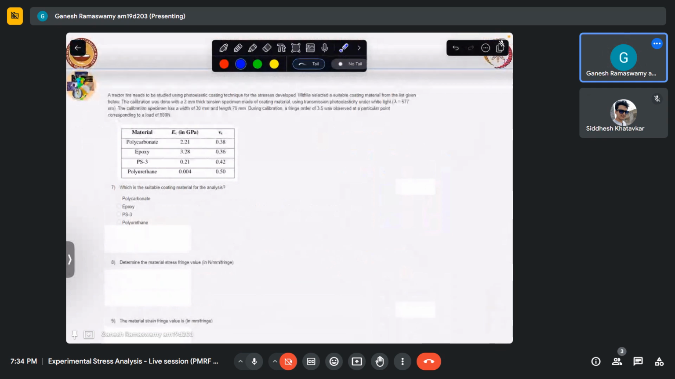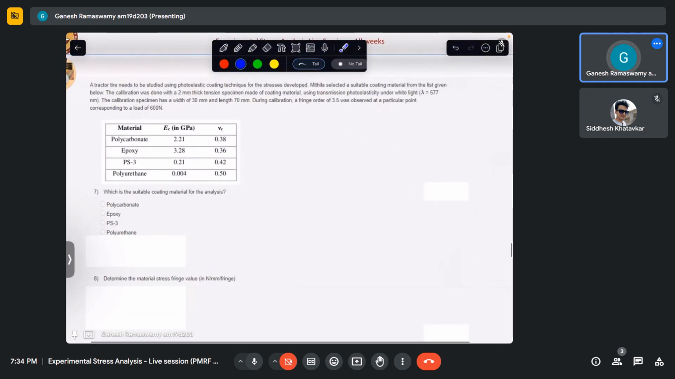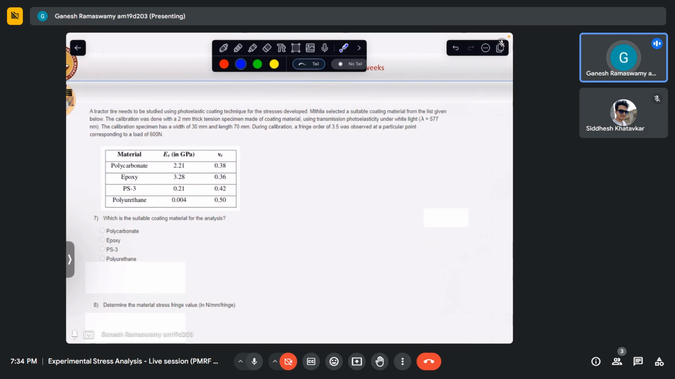Okay, so now the question says we have moved to photoelastic coatings. Till now, we were seeing transparent materials which were birefringent, and that was transmission photoelasticity. This is to do with photoelastic coatings. A tractor tire, which is made of rubber, needs to be studied using photoelastic coating techniques for the stresses developed. Mithila selected a suitable coating material from the given list below. The calibration was done with a 2 mm thickness.